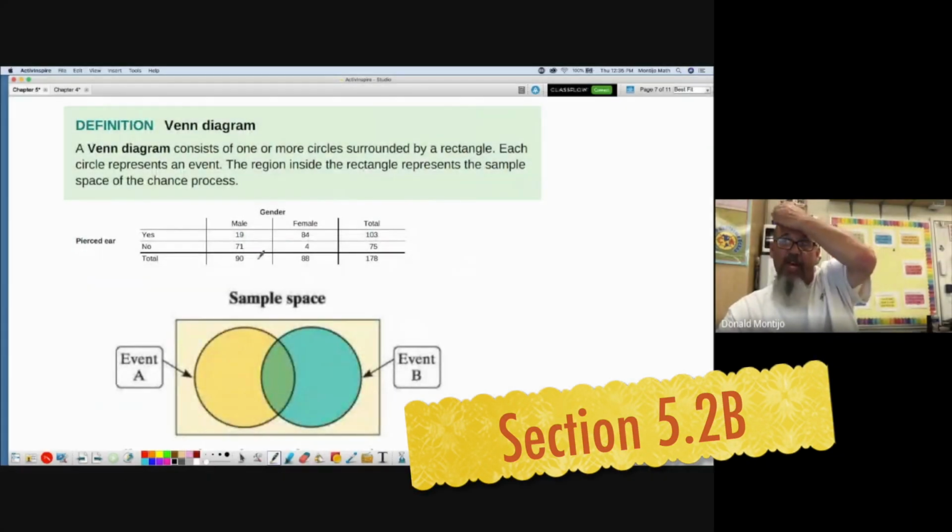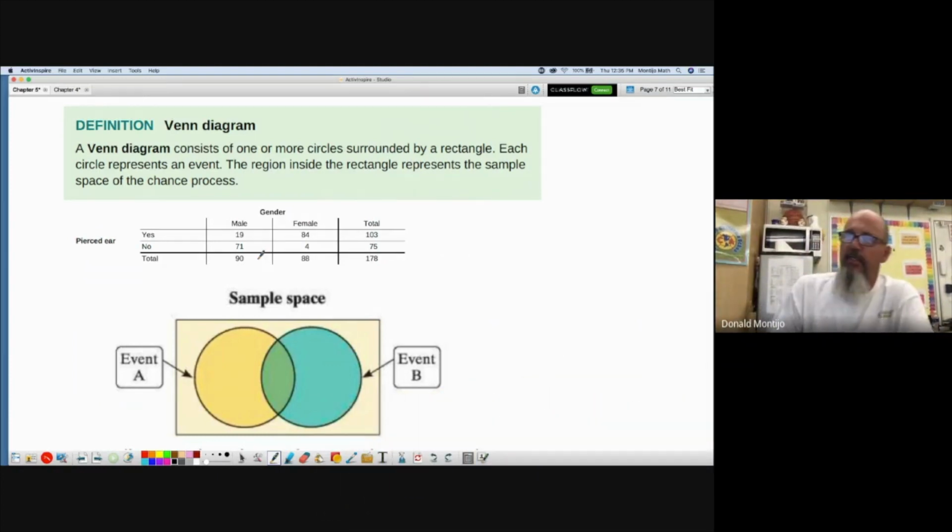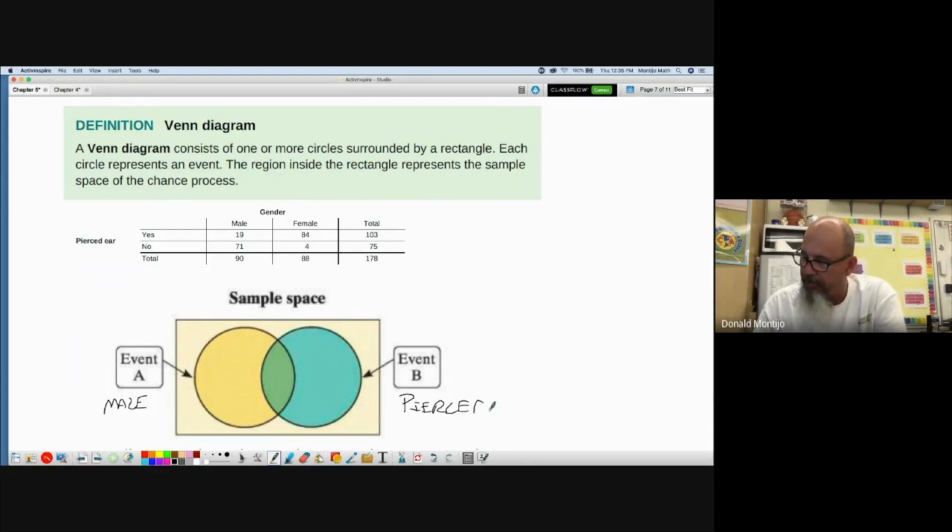All right, Venn diagrams are a fantastic way to look at probabilities. And you can see in here the general addition rule as well. In this example, a Venn diagram consists of one or more circles inside of a rectangle. Each circle represents an event. So let's say event A is being male, and event B is having your ear pierced.